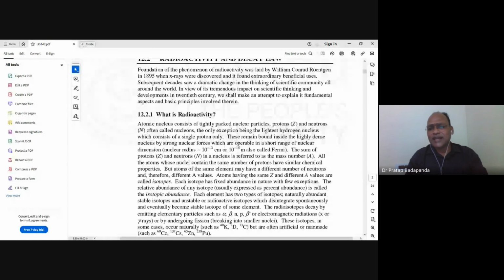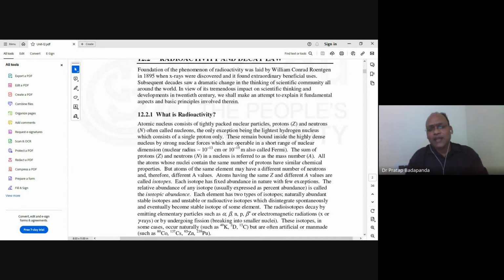The basic particles are neutron, proton, and electron. In an atom, around 17 charged particles are present, such as the meson and positron.